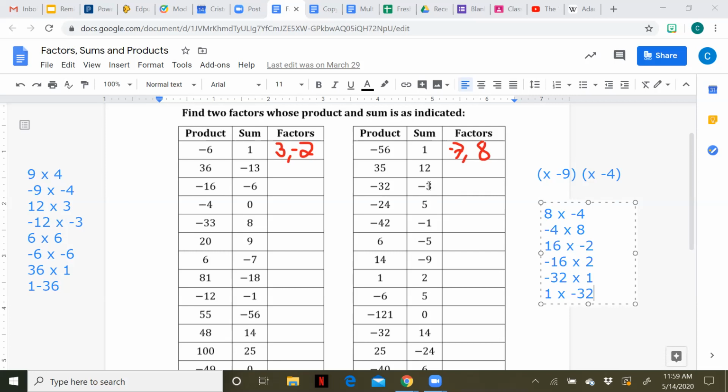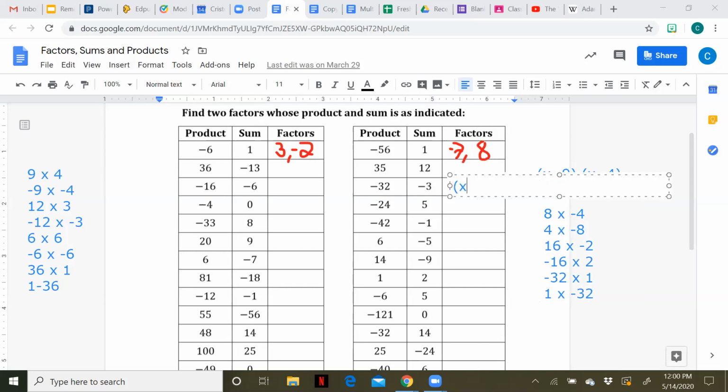Okay, this one, that middle number, they put as a typo, that should be -4, not -3. So if that sum is -4, which of these numbers would work? 8 and positive 8 minus 4, or, sorry, I wrote that wrong, 4 and -8. 4 times -8. Good.